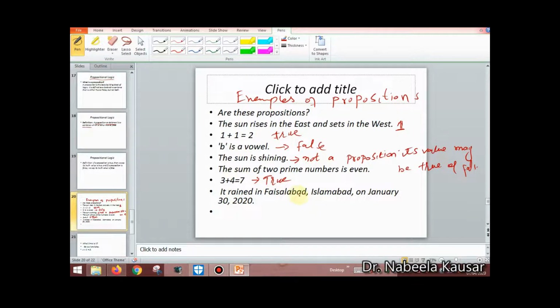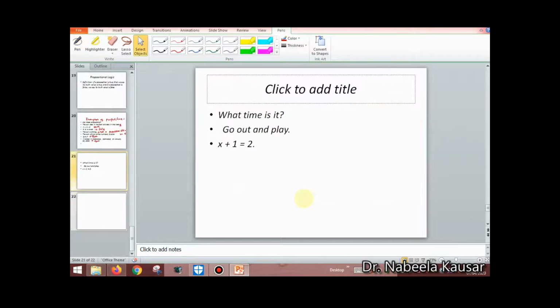It rained in Faisalabad and Islamabad on January 30th, 2020. If it rained in Faisalabad and Islamabad on January 30th, 2020, then its truth value is true, otherwise its truth value is false.